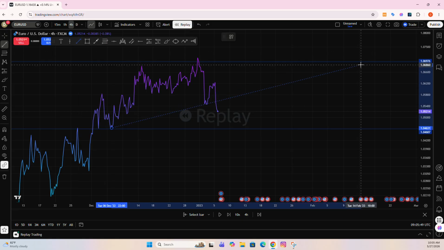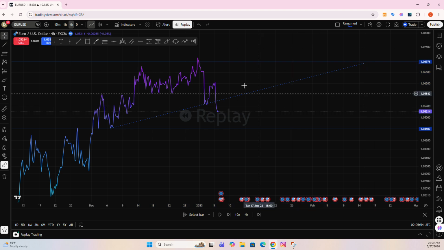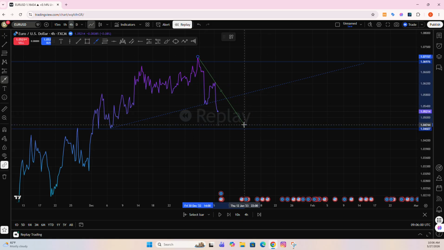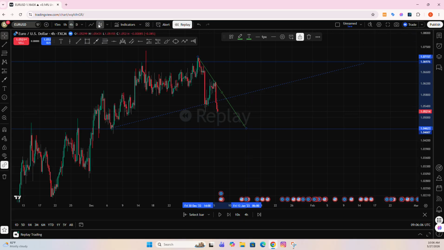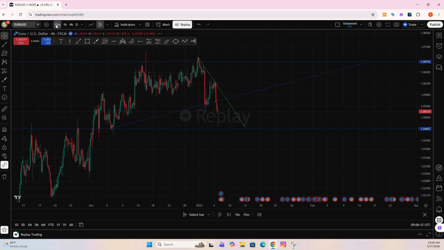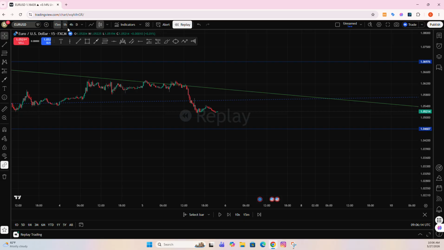So this is obvious that this is going downtrend, and this is going this way. So let's expect something to happen in between around here. So let's go to the 1 hour time frame now.